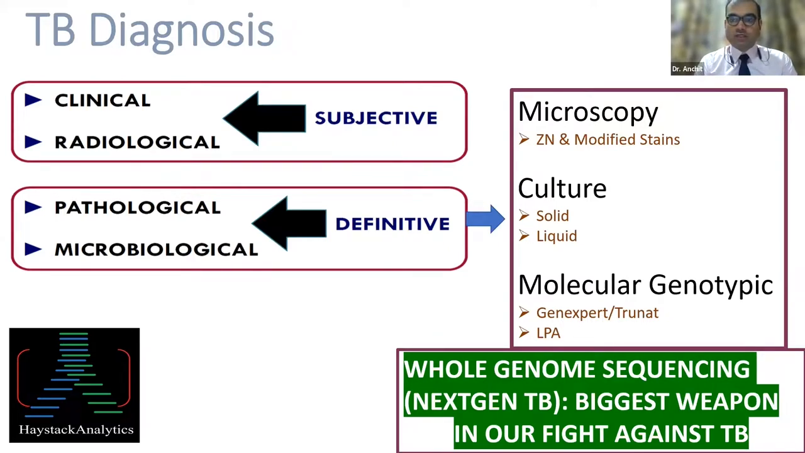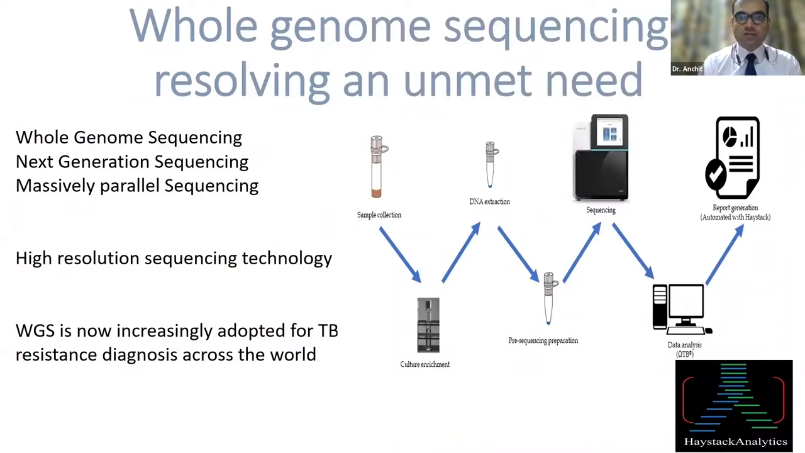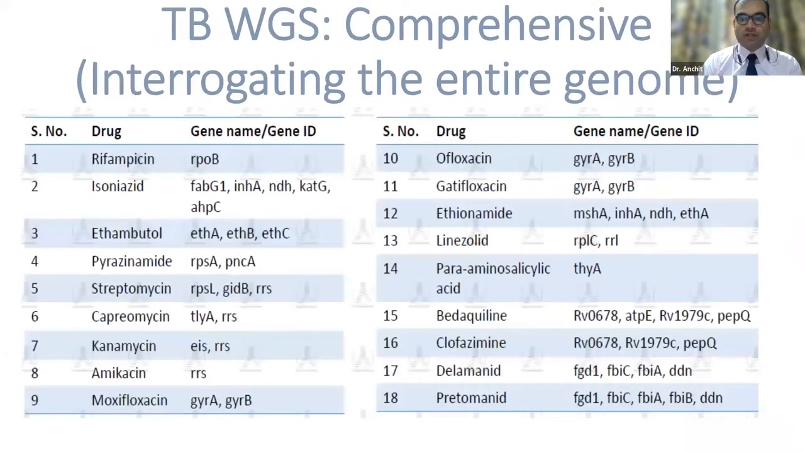So phenotypically, we can do it by microscopy and culture. And genotypically, there are various modalities like GeneXpert, TrueNAT, and line probe assay. I will not go into too much detail about the various technical aspects of sample collection, DNA extraction, sequencing. We'll deal primarily with the clinical aspects of TB diagnosis and the various modalities which we have now.